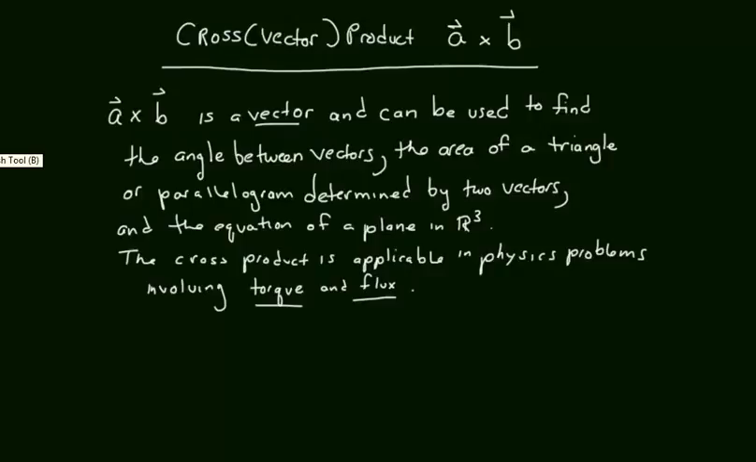Cross or vector product, A cross B, little review summary. A cross B is a vector and can be used to find the angle between vectors. It's not the only way, of course. The dot product could be used for this too.